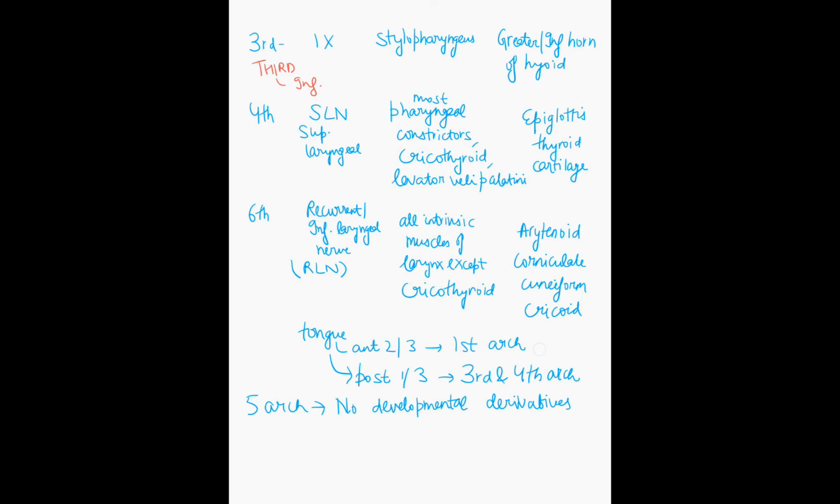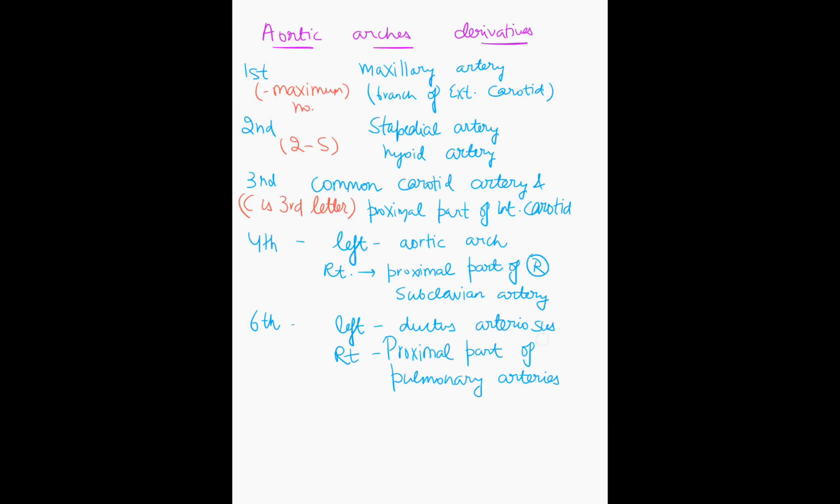The anterior two-third will be developing from the first arch. Then the posterior one-third will be developing from the third and the fourth arch. Anterior two-third from the first and posterior one-third from the third and the fourth. So 1, 3, 4 is related to development of the tongue. And the fifth arch has no developmental derivatives.